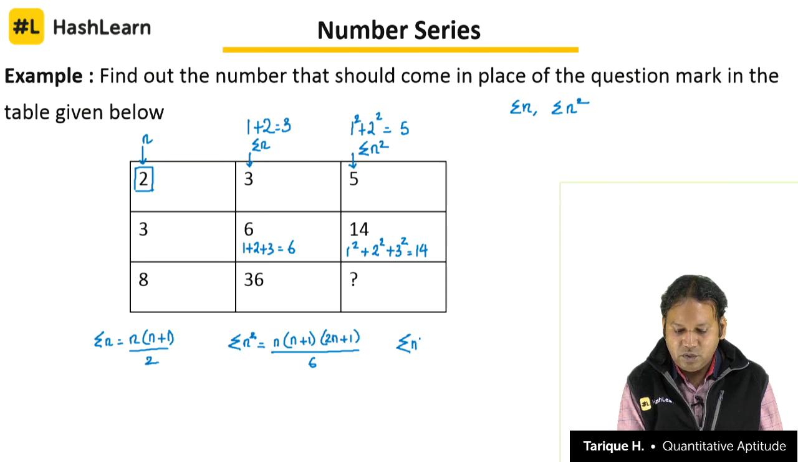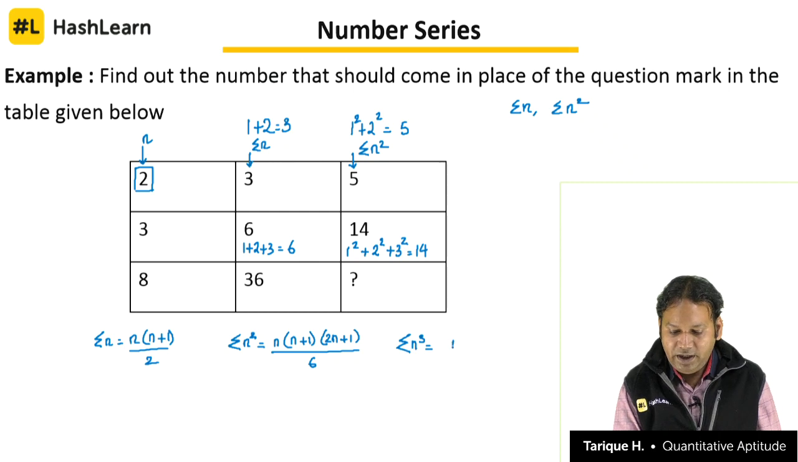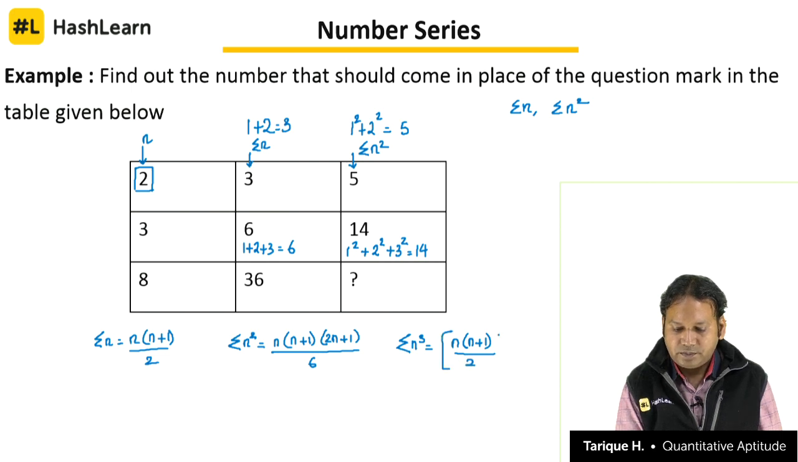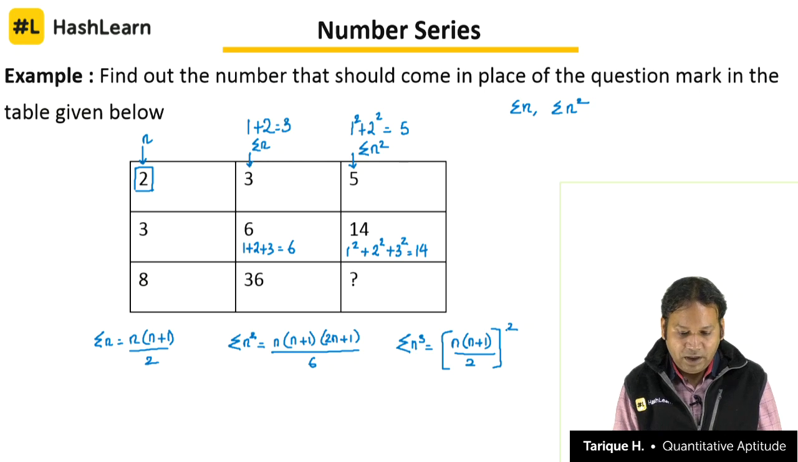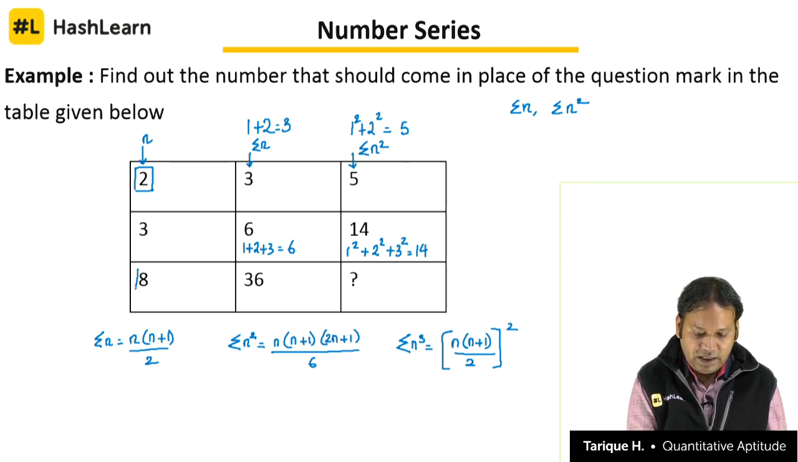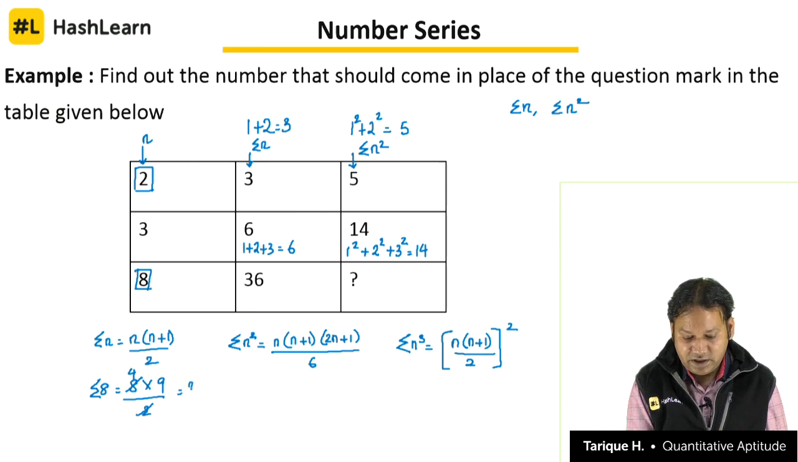Summation n cube, although it's not required in this question, I am still giving to you: n into n plus 1 by 2, the whole square. This you should know, right? So these are some of the formulas which are very helpful for you in the examination. So here let's say the first number is 8. So summation 8 is equal to 8 into 9 by 2. That is how we got this number 36.